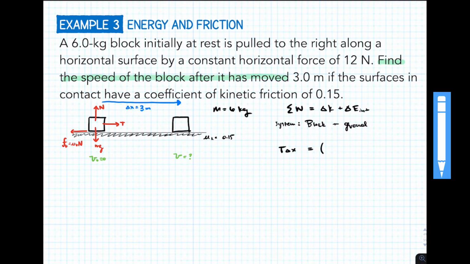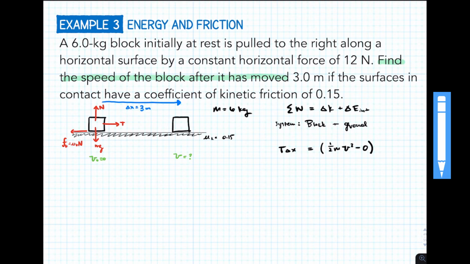What's our final kinetic energy? The initial is 0, right? We don't know the final. We're looking for the final. So 1/2 mv squared minus 0, which is the initial kinetic energy, because remember this is the change in kinetic energy.